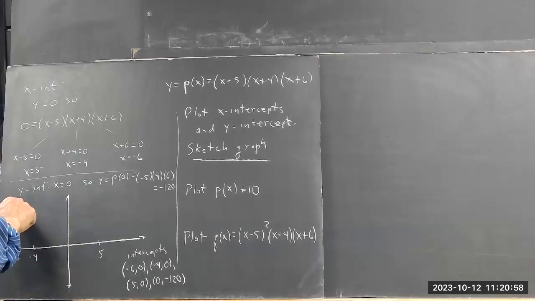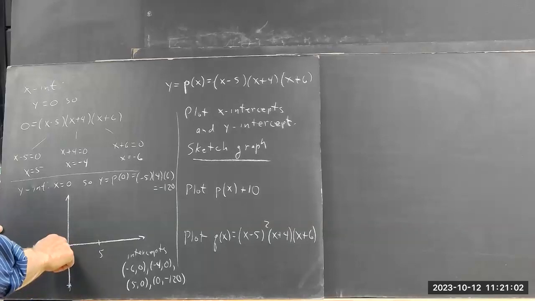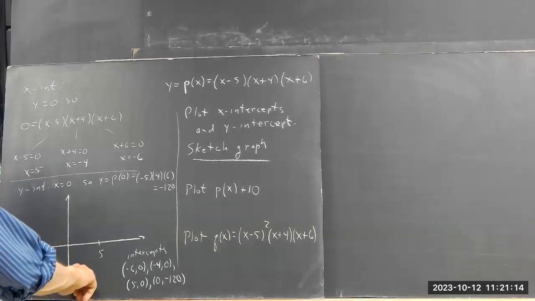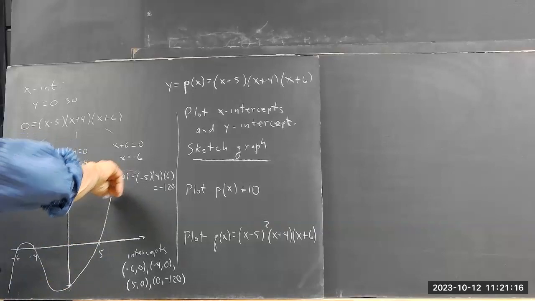So you've got to go through 6, through 4, and then you've got to get to this. You can't get to it because you can't go through the x-axis again. So you've got to start down here, and you come up here, and you turn around, and you come back down, and then you come on up through 5.